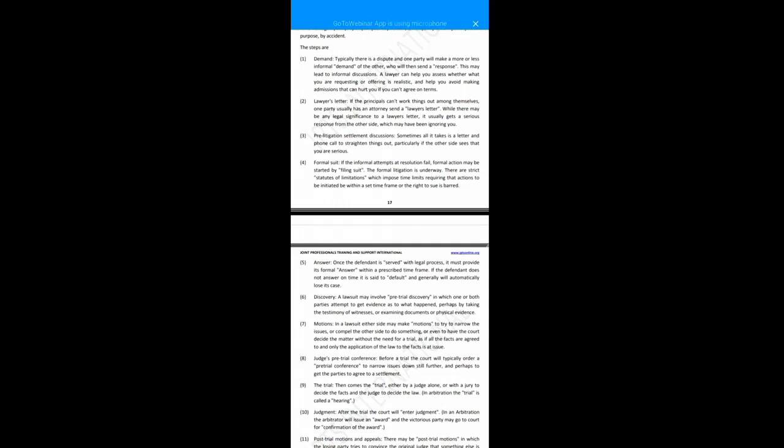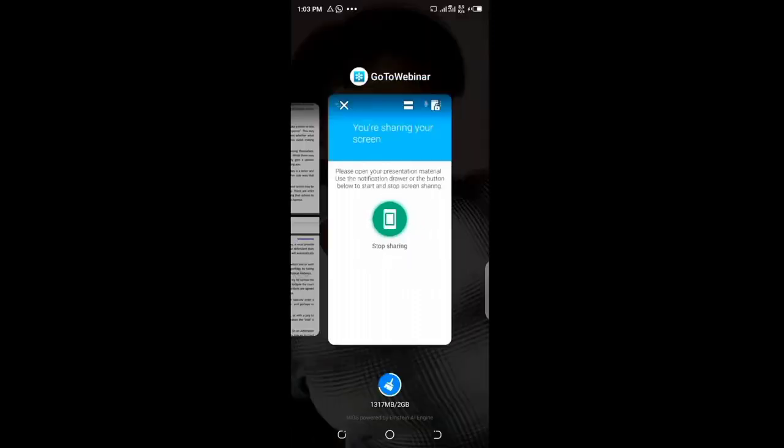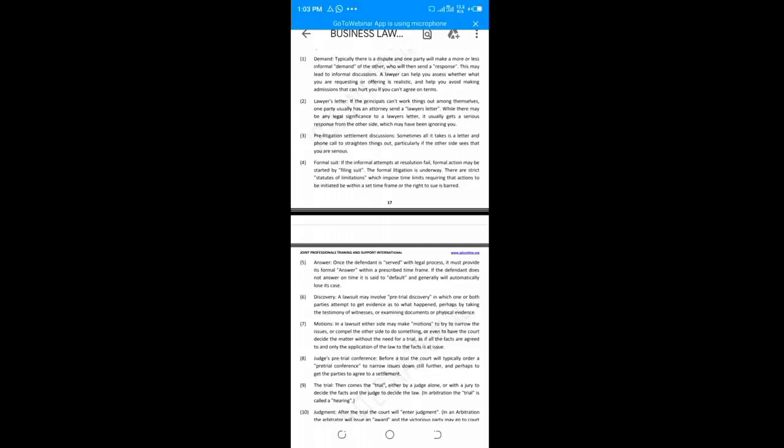Either the defendant or the person applying for the lawsuit can decide to make a motion to narrow the issue, that is, to compel the other side to do something, or even to have the court decide whether the matter can be resolved outside the court. Judges pre-trial conference. Before a trial, the court will typically order a pre-trial conference to narrow issues and perhaps to get the parties to agree to a settlement.